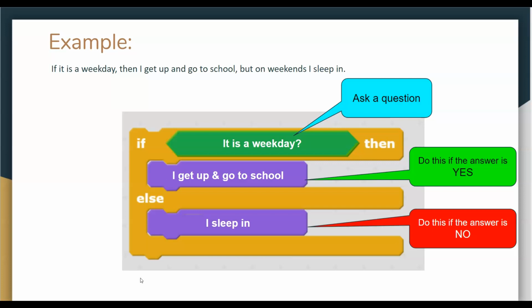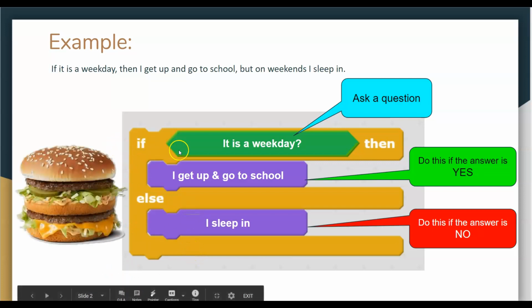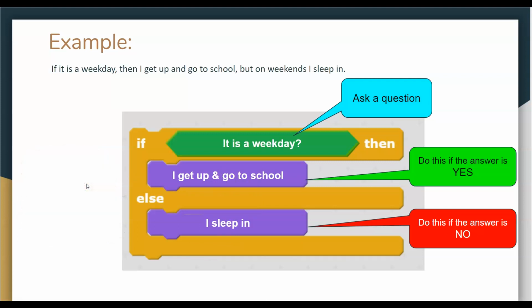So to do this, we are going to use a block called an if-else. And if-else is really crazy. It kind of looks like a Big Mac. Like it's got your top hamburger bun, your bottom hamburger bun, middle hamburger bun, and some hamburger in there. So it looks a little like a Big Mac from McDonald's, but that's all right.